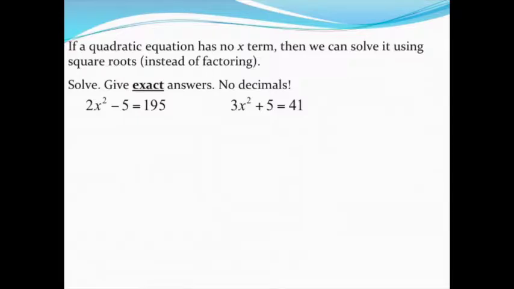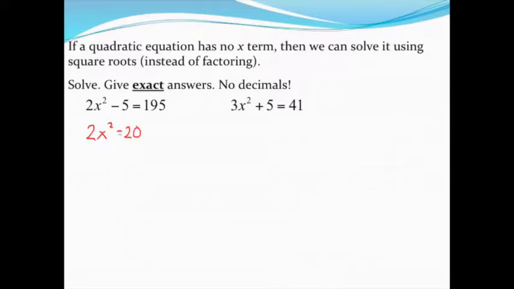Again, notice in our directions we're asked to give exact answers, no decimals are going to be allowed. So we'll have to use our simplifying tricks from some previous lessons. Basically you're going to solve this as you'd solve any linear equation. Students tell me, well, just add 5 to both sides. And that's absolutely what we're going to do. I'm going to add 5 to both sides.